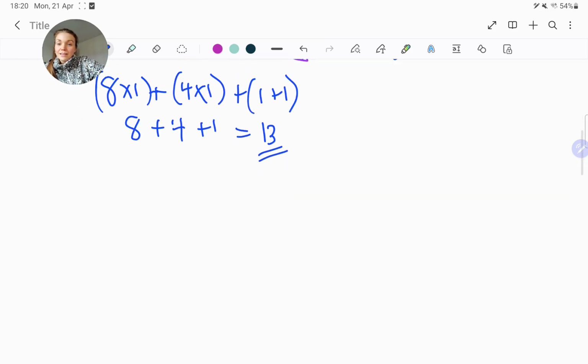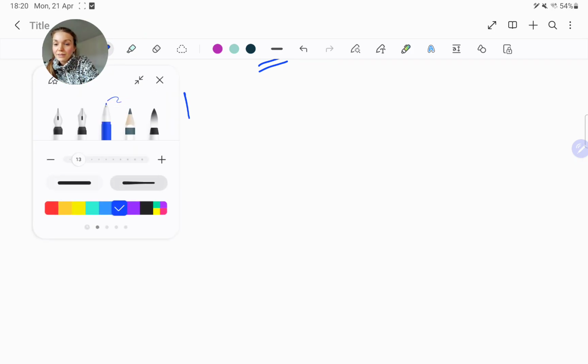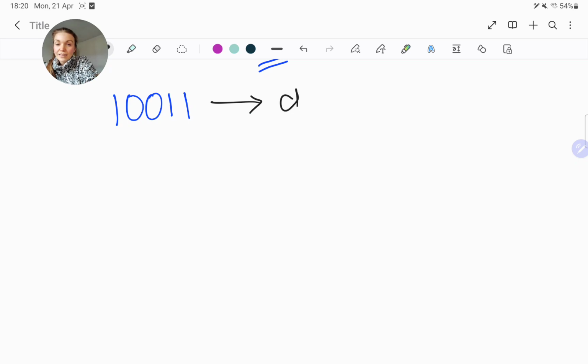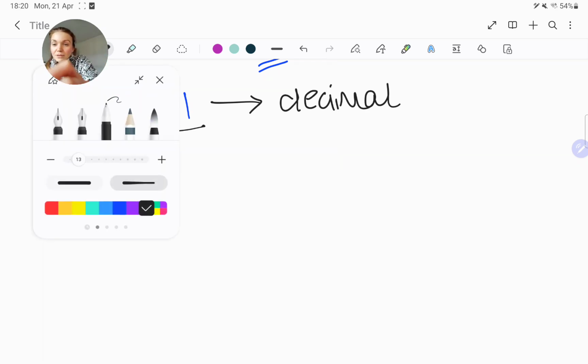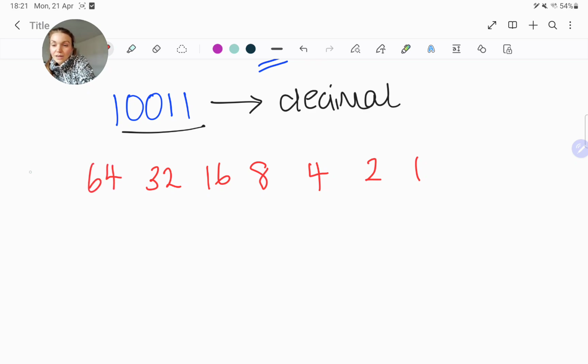Okay, next one. Convert 10011 from a binary number to a decimal. So put that into a decimal number. So it means we're going from this binary number consisting of ones and zeros into an integer. So let's write out our binary numbers. We'll go 1 and then 2, 4, 8, 16, 32, 64. After that would be 128.